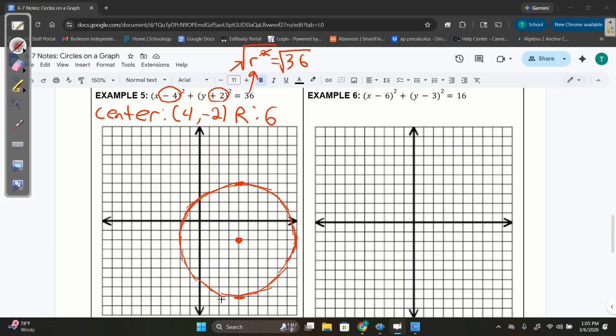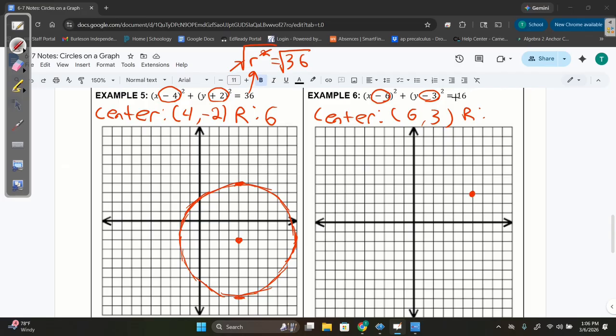If you feel confident in that, try out number 6 on your own. Otherwise, let's do it together. I need my center, and I need my radius. My center is going to be located at the opposite of this number and the opposite of this number. So instead of negative 6, I'm going to put a positive 6 here. Instead of a negative 3, I'm going to put a positive 3. So my center is at 6, 3.